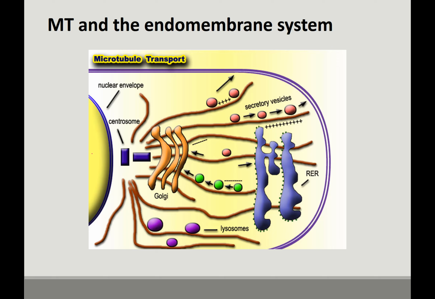And this is just another image to remind you of microtubules and the endomembrane system. So moving towards the centrosome, the negative end, moving towards the plasma membrane, the positive end, retrograde, anterograde. And now we know where all these vesicles are. We could draw the little motor proteins.